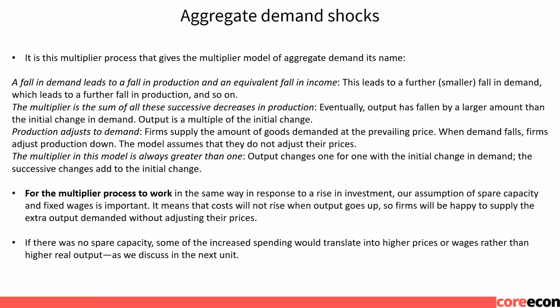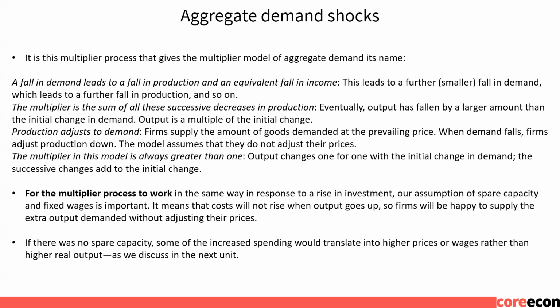So it is this multiplier process that gives the multiplier model of aggregate demand its name, right? So why do we call it a multiplier model? Because we see a multiplied impact of the initial change. What does this model do? We start with a fall in demand that's leading to a fall in production and an equivalent fall in income, followed by the multiplier being the sum of all these successive decreases in production and production adjusting to demand. The multiplier in this model is always greater than 1, right? So the initial impact is always leading to a larger cumulative impact.